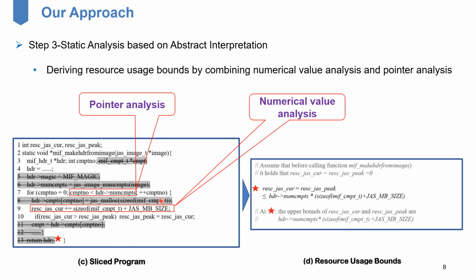And we can find that by static analysis, at the end of the program, in other words, the position the red 5-pointed star marked in part C, the upper bounds of resource JAS and resource JAS peak are the last line in part D.